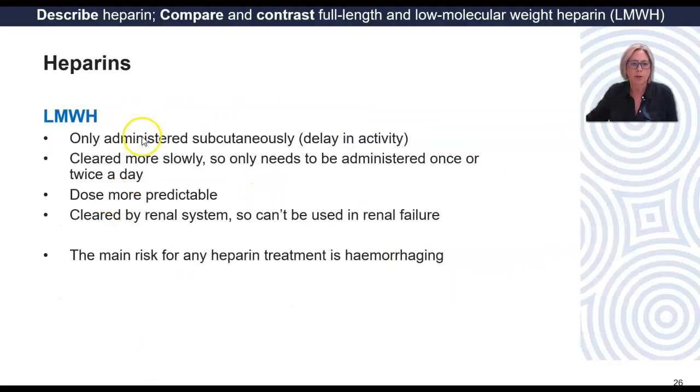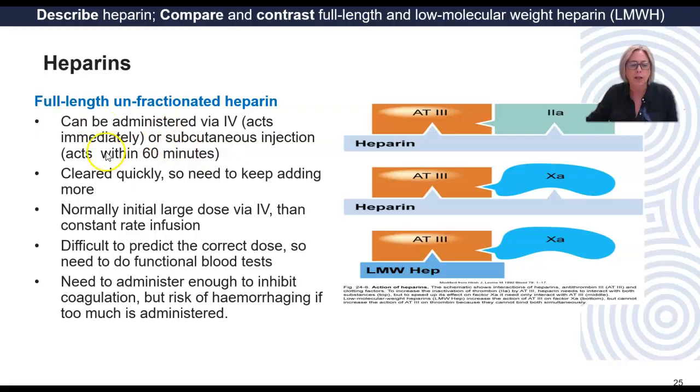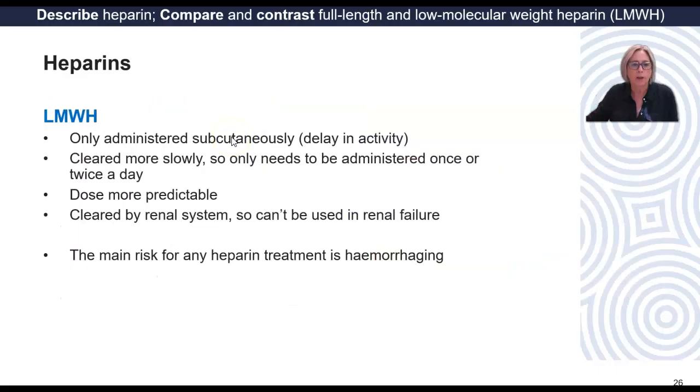The low molecular weight heparin is only administered under the skin, so there is that delay in activity. So as I mentioned, if you need it to act quickly, the full length would be administered via IV. It's cleared more slowly, so it only needs to be administered once or twice a day, which is good. The dose is more predictable, and it is cleared by the renal system. So if somebody has renal failure, then it can't be used. But again, the main risk for any heparin treatment is that it kind of works too well in preventing clots, but promoting hemorrhaging. Now, that's all I'm going to say on the heparins.